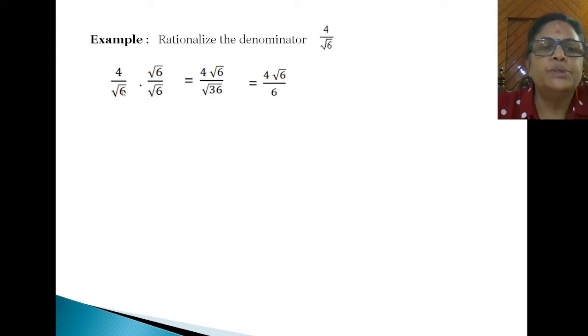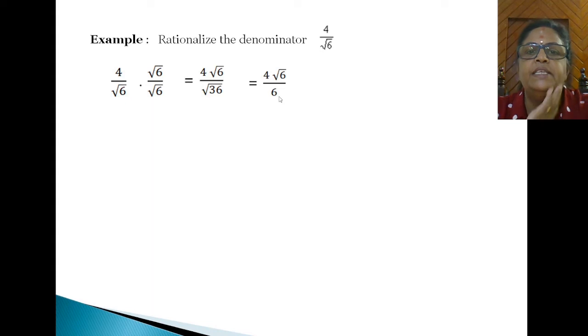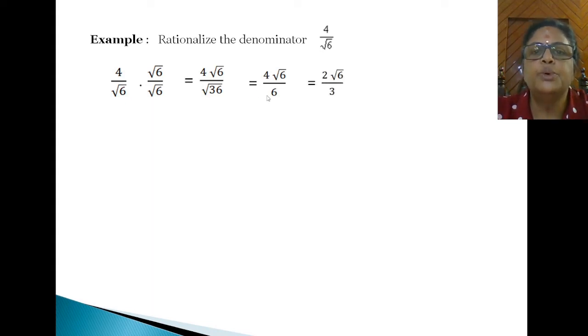Root 6 into root 6 is root 36, and root 36 is equal to 6. So 4 root 6 divided by 6. Again, this fraction we can simplify. 4 and 6 both have the common factor 2. 4 by 2 is 2, 6 by 2 is 3. So you will get 2 root 6 by 3.